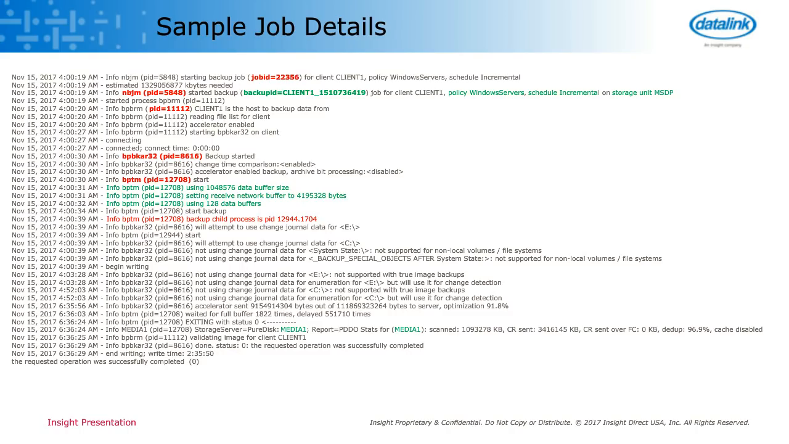So now if we were pulling out details for this being our failed job, we might just go to BPBKAR if it was a client-side failure and pull out 8616 PID, see what was going on at that time. We also have the BPTM PID.